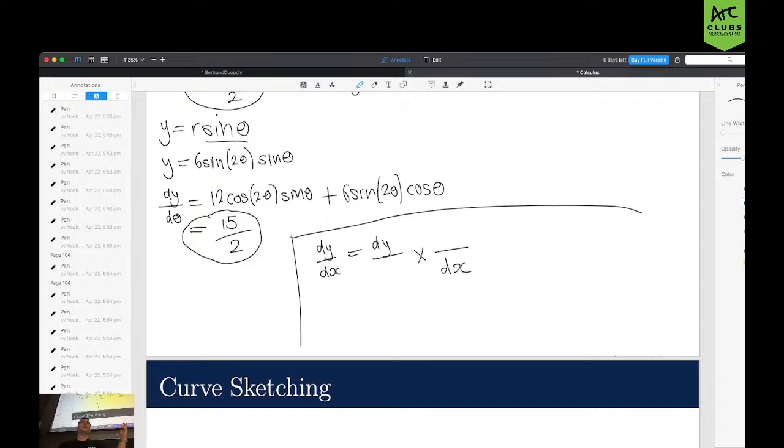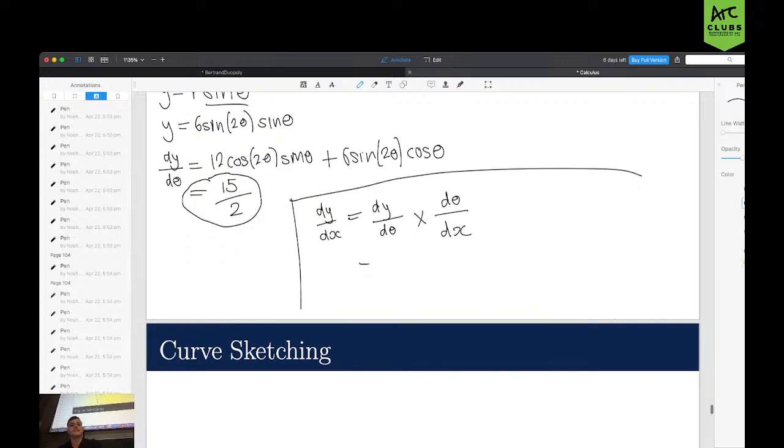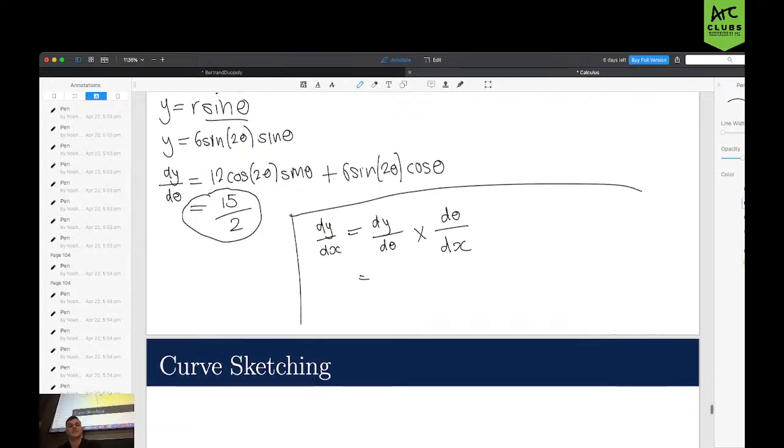Well, two candidate options would be dr, right? But we didn't do a dr at any stage. So our only option is to just chuck in a d theta on both of them. So d theta, d theta. Okay, so we know dy by d theta is something that we've already calculated. That's just 15 on 2. And d theta by dx is something we don't have.